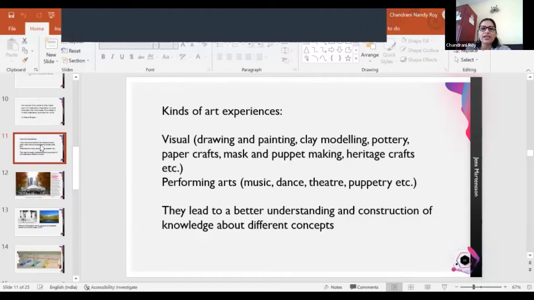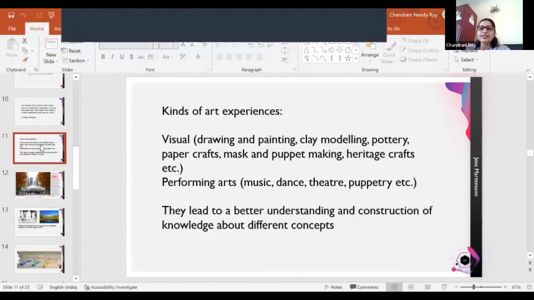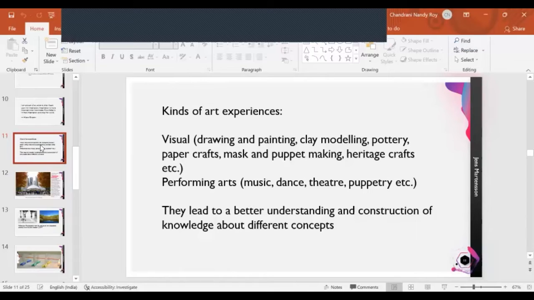Paper crafts, mask and puppet making, and various kinds of crafts. Performing arts like music, dance, theater, and puppetry. Here, all the role plays that we do are also performing arts. They are art experiences. They lead to a better understanding and construction of knowledge about different topics and concepts.